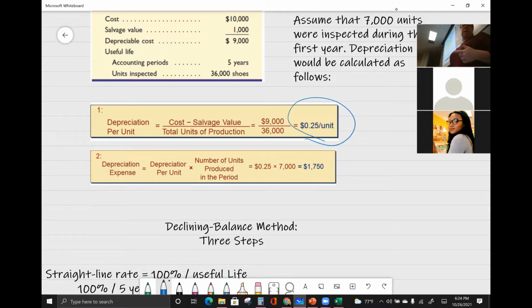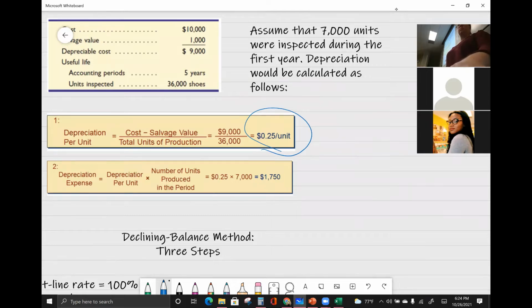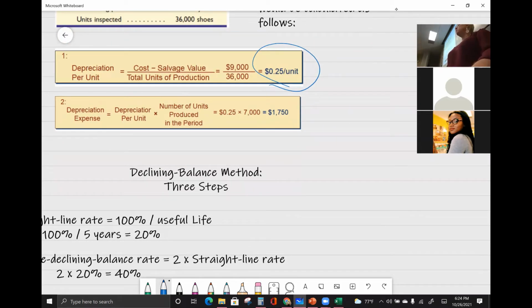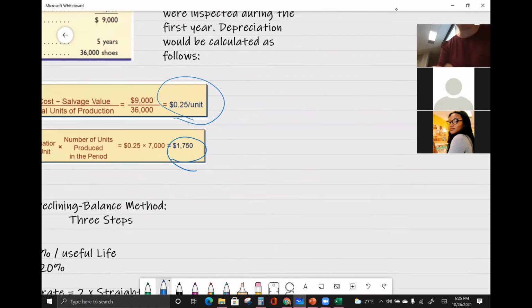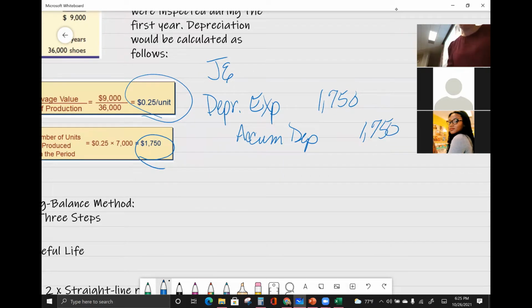So now when the problem tells me, I'm assuming 7,000 units were inspected during the first year, how would depreciation be calculated? 7,000 times the per unit rate, so my depreciation expense is $1,750. The way I calculated the number to be expensed is different, but the entry is exactly the same. So when I'm ready to do my journal entry, I would do depreciation expense for $1,750, and accumulated depreciation would be a credit for $1,750. So you see, it's a little bit different.